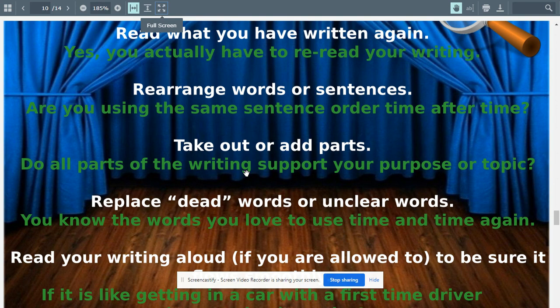Me too. All right, what can you ask yourself to know whether to add or delete? Replace words. Okay? Replace dead words or unclear words. Oh, that's number 27. Replace dead words or unclear words.